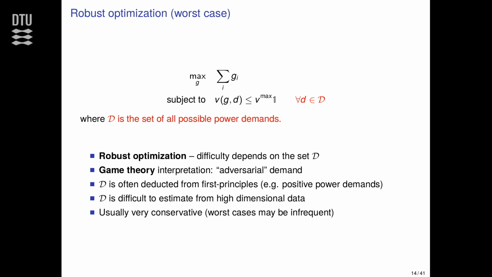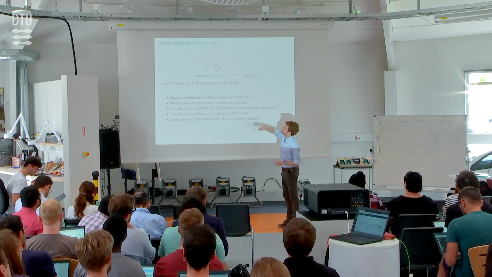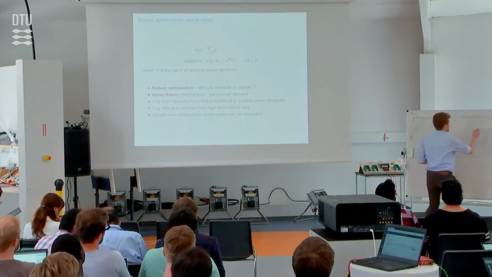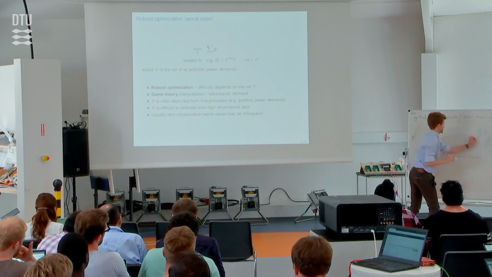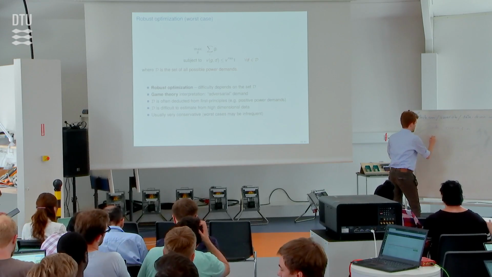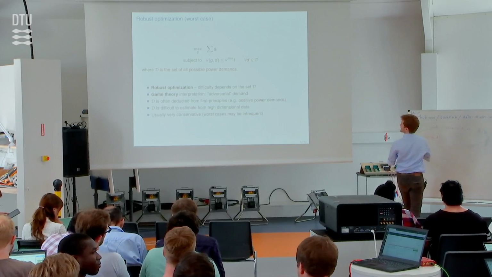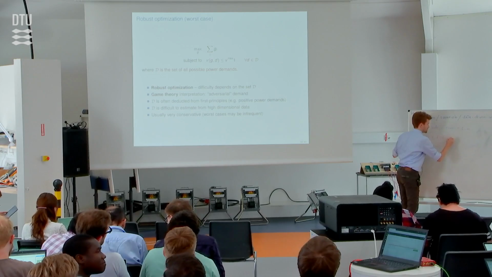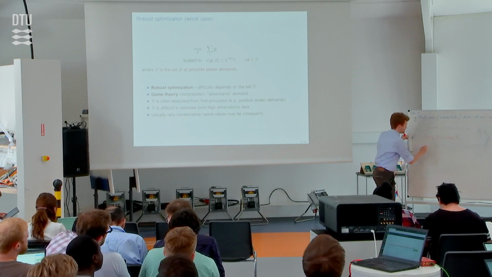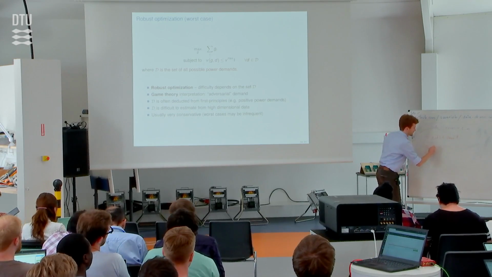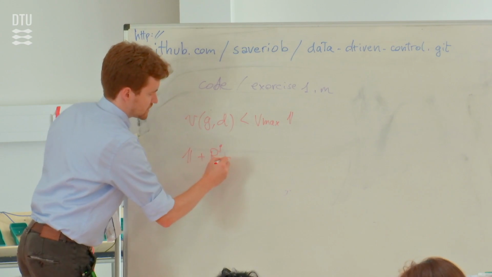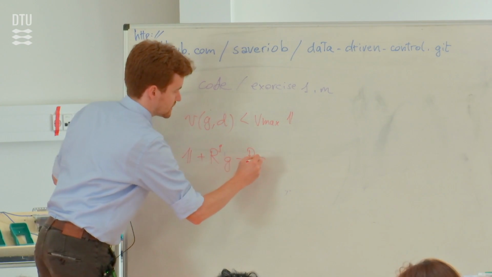So just a comment. These are optimization problems. The reason why I had only one generator is because this way, you don't need any solver for this one. You are maximizing a scalar number subject to V of GD being less than Vmax. V of GD is 1 plus R G generator minus R demand.